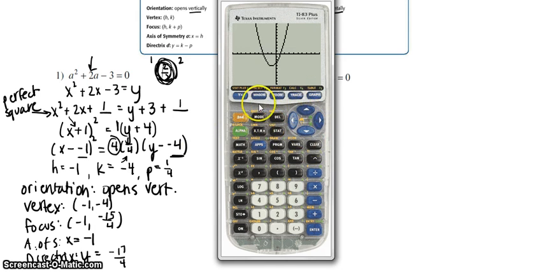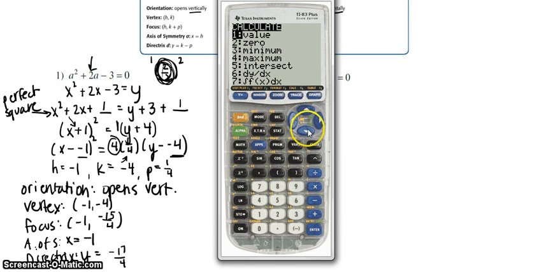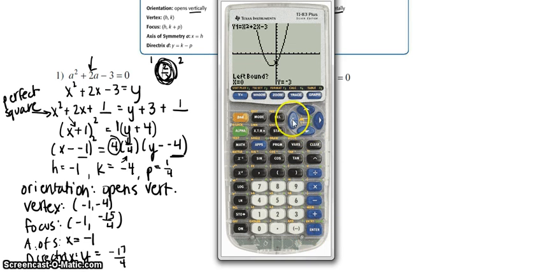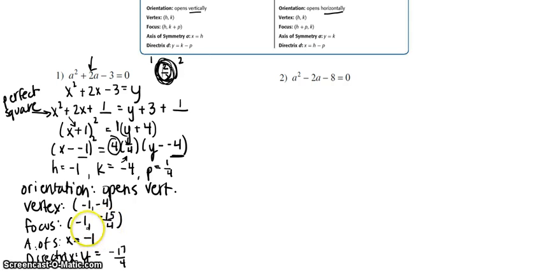So what I did was I just went to second trace, and we can go down to minimum. We can do our left bound. So see how it has left bound, then it had right bound. So we scoot over, just like when we were finding our min and our max before. And then it approximates it, so this is approximately -1, basically -1, -4. So we know that's right. Then our focus is just going to be slightly above that. And then we have our axis of symmetry. The rest of the stuff you can kind of see, it follows the same pattern as what the other ones do.